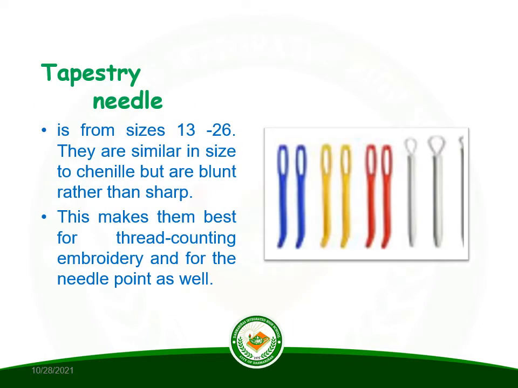Tapestry needle is from sizes 13 to 26. They are similar in size to chenille, but are blunt rather than sharp. This makes them best for thread counting embroidery and for needlepoint as well.